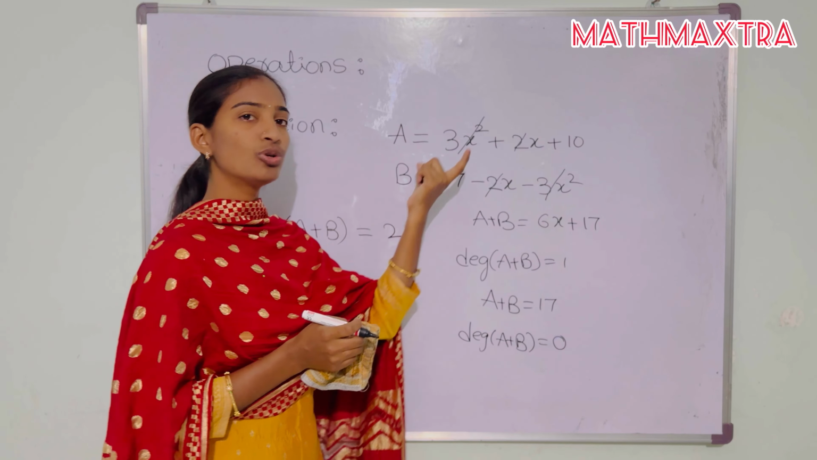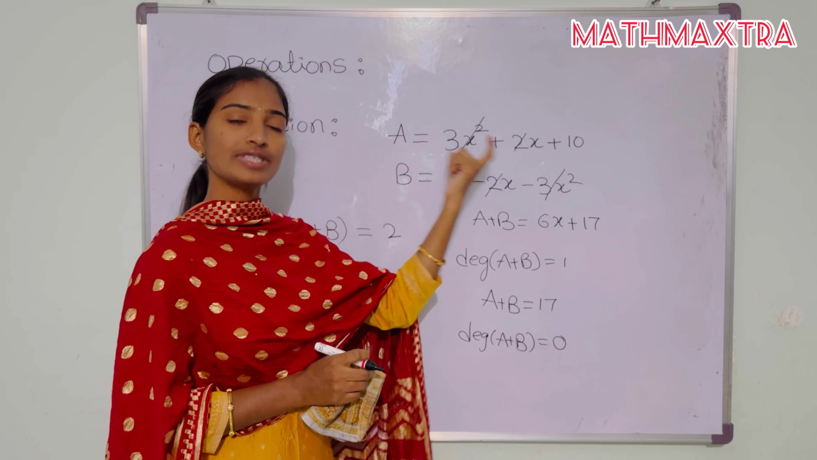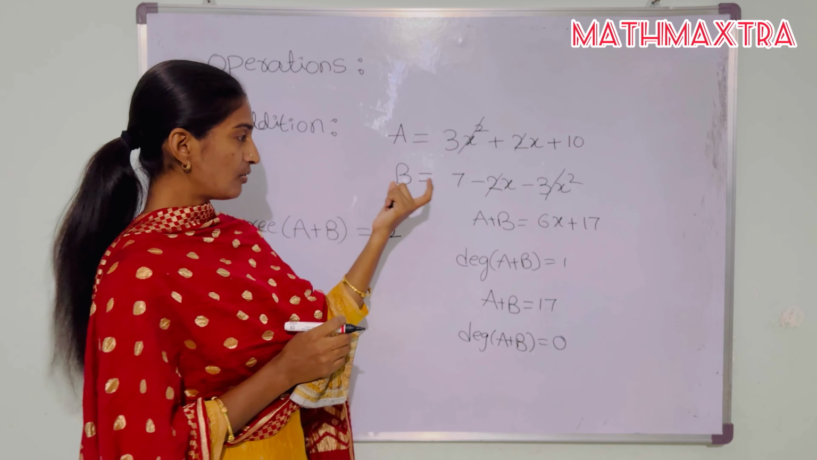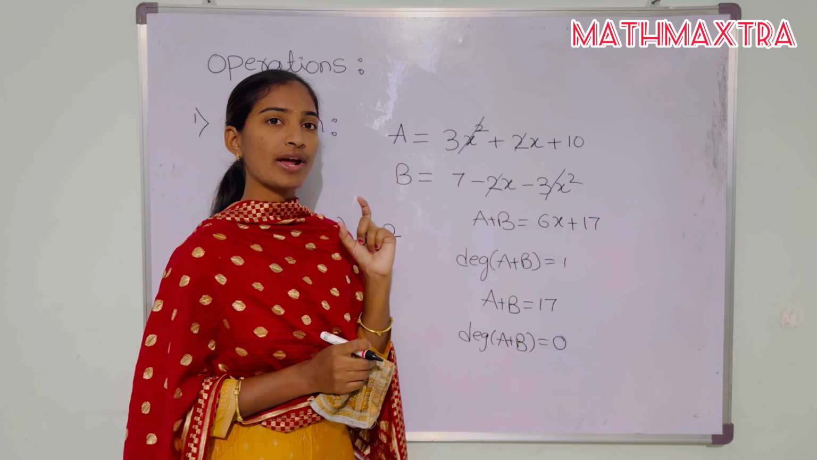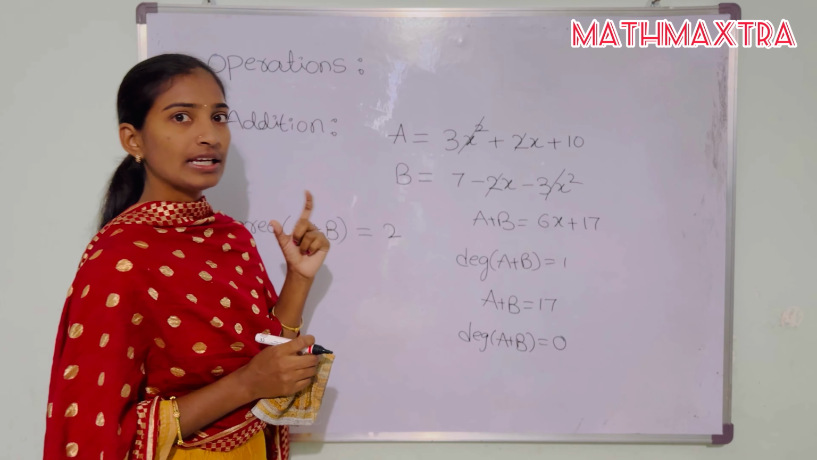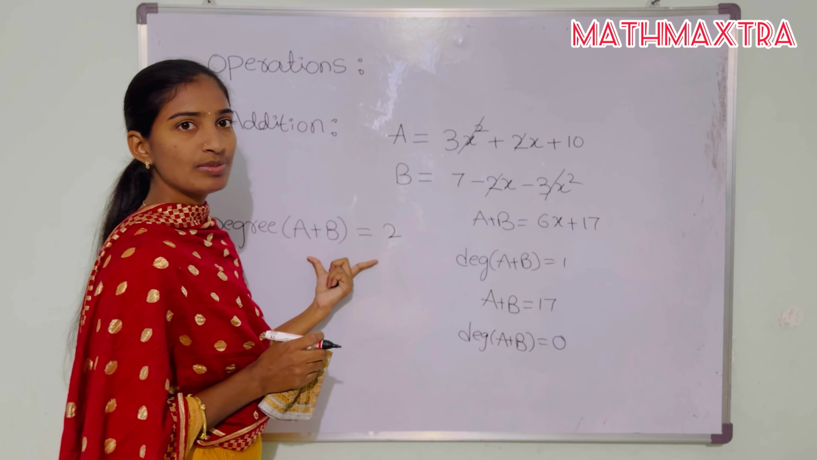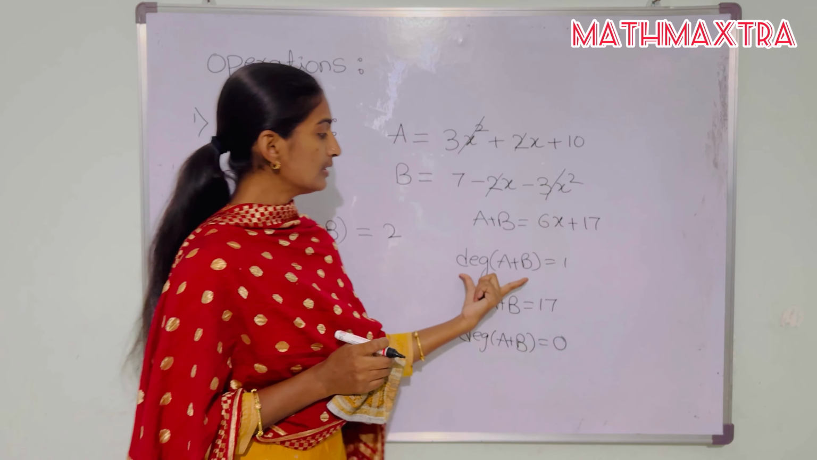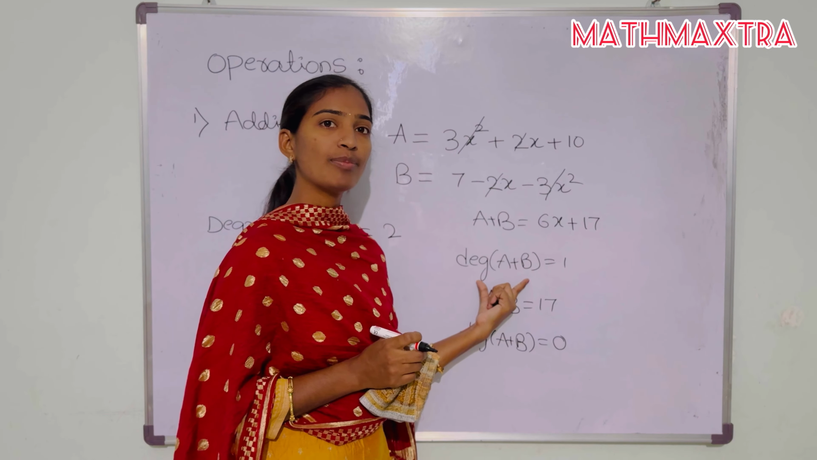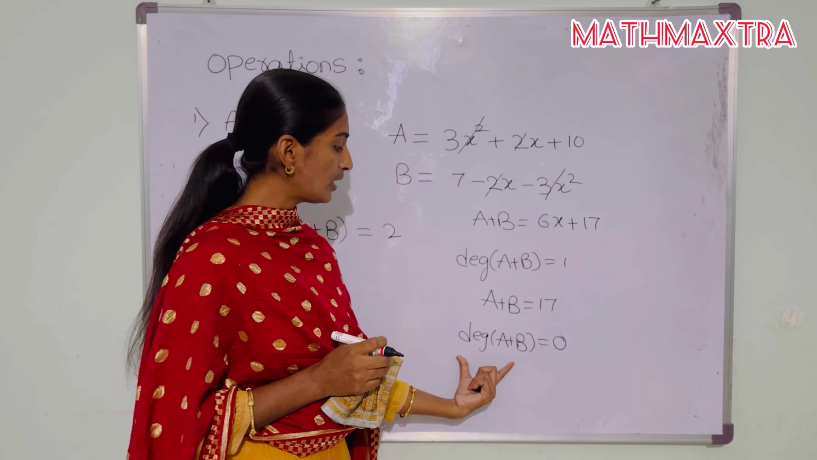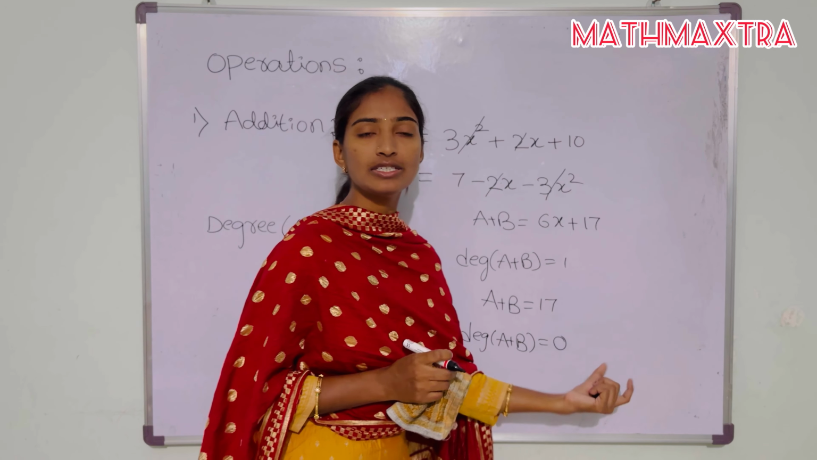See, in the first case we got the degree as 2, when we consider two algebraic expressions of the same degree. Okay. So when you consider two algebraic expressions with the same degree, in that case we got one time the degree of A plus B as 2, another time we got the degree of A plus B as 1, and one more time we got the degree of A plus B as 0.